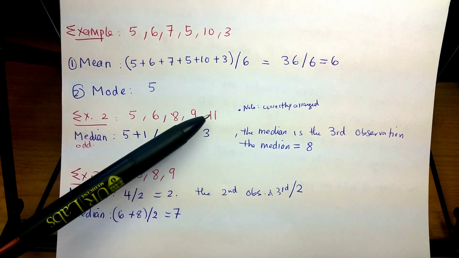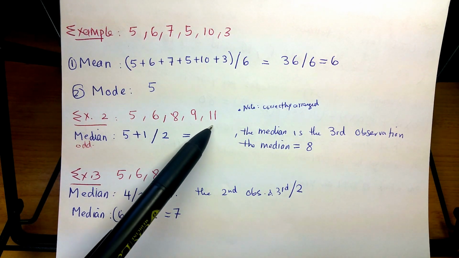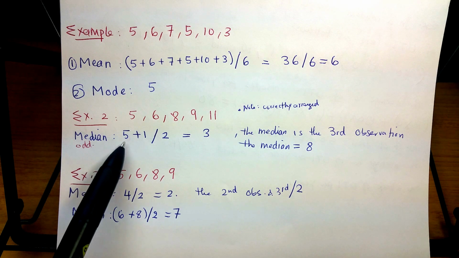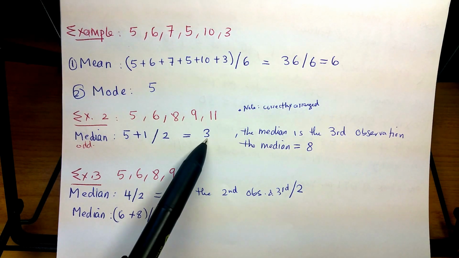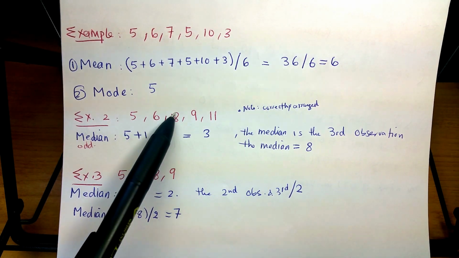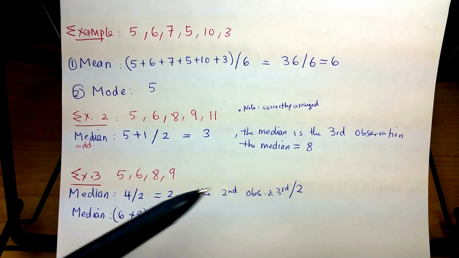These are the observations. Note that they are correctly arranged here. If they weren't, you would have to arrange them again before doing them. And they're odd. So the median is: there are 5 observations plus 1 divided by 2. So the third. 1, 2, 3. So this is the third observation. That's the median, number 8.